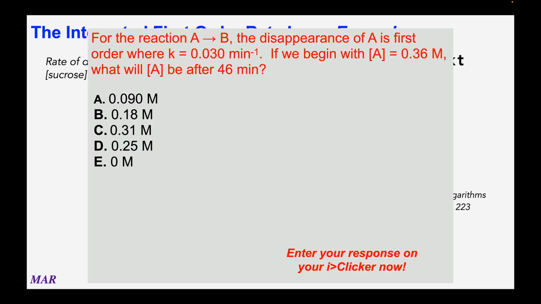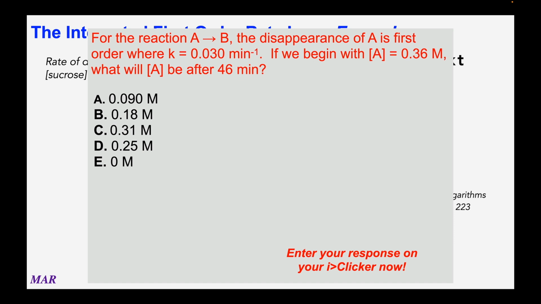Okay, so here's a question you might see. We've got some reaction A going to B. Disappearance of A is first order, i.e. we're going to use the integrated first order rate law. k is 0.030. We're beginning with 0.36 moles per liter. What will A be after 46 minutes?